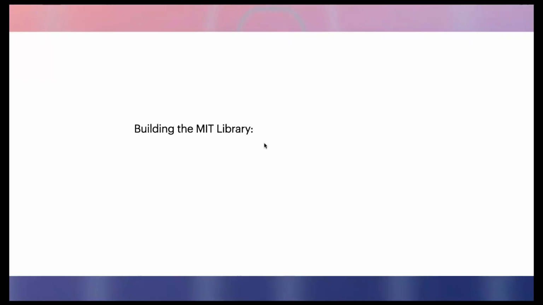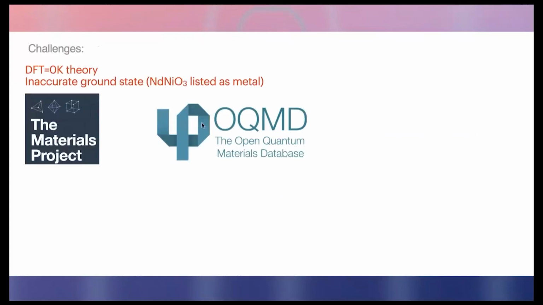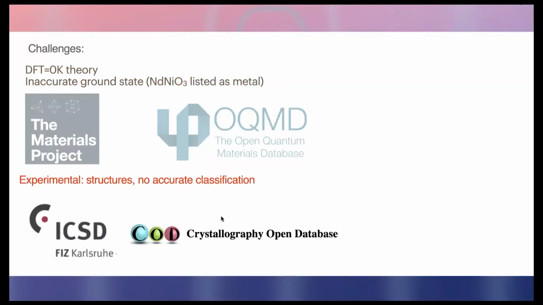The first step was to build an MIT materials library, and there are some challenges. One, like I was showing you, DFT is a zero Kelvin theory. So, last I checked, neodymium nickelate was listed as a metal in Materials Project. Maybe this was fixed, but it's definitely not, like I was showing you, on MIT. But these are two useful databases nonetheless, and I'll show you how we make use of them.